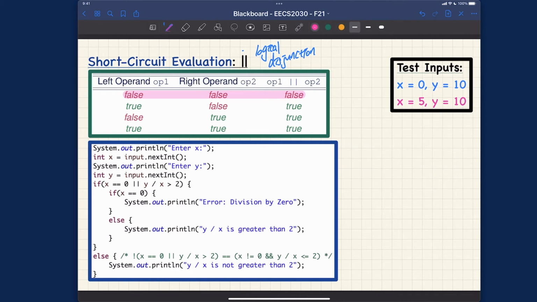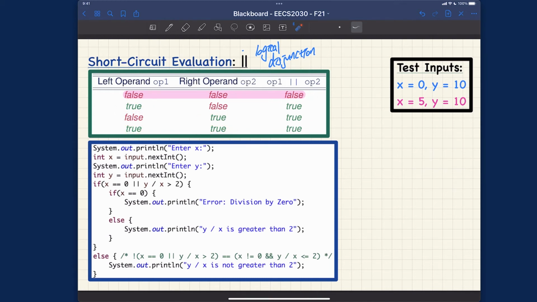Okay, and the way you can understand disjunction is as follows. The only way to get false for the disjunction is when both operands are actually false. Sorry, let me say it again. The only way to get disjunction to be false is when both operands are false. If either or both of the operands are actually true, in that case, the result will just be true.